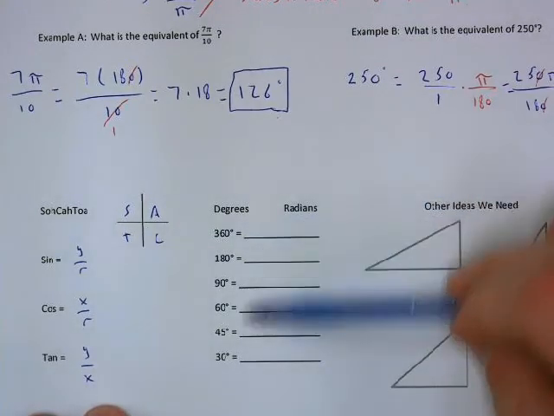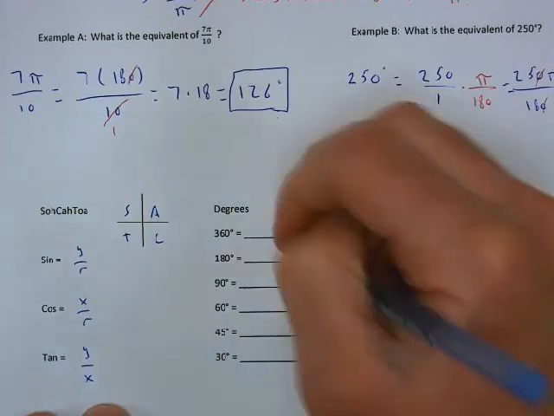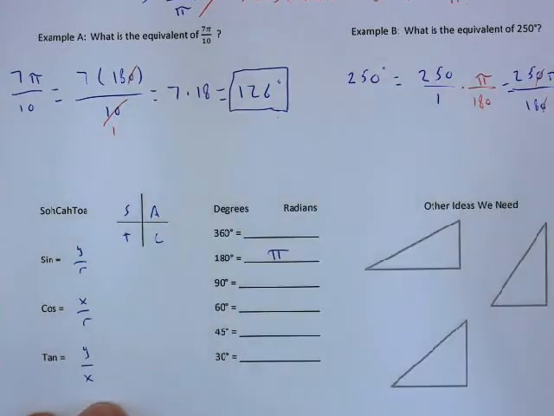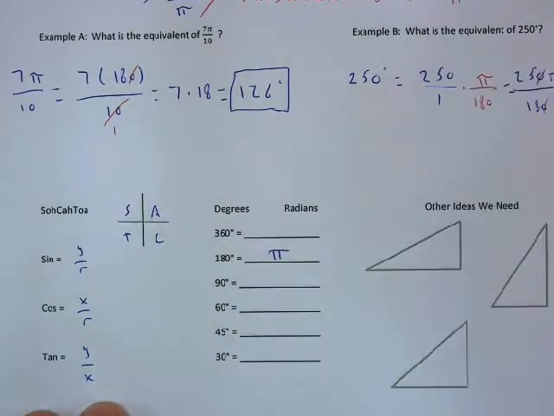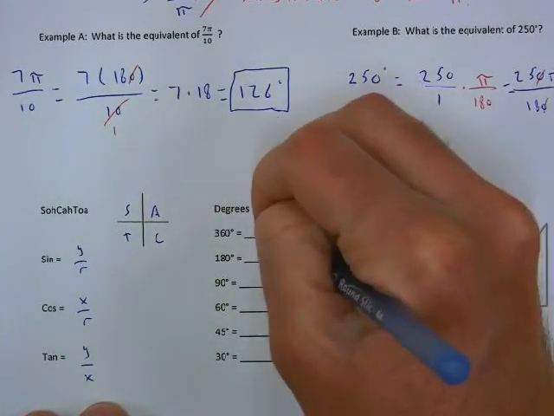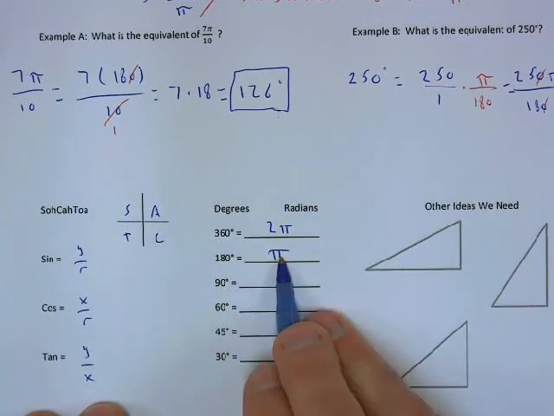These are just some of the more common angles that we're going to see. The most important one is the second one here. 180 degrees is pi radians. If you know that, you should be able to figure out everything else. Okay. Well, double this, we get 360 degrees, so double that, we get 2 pi. Cut this in half, we get 90, so cut this in half, we get pi over 2.